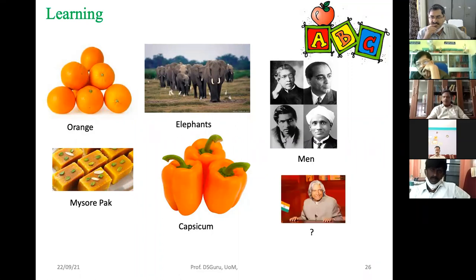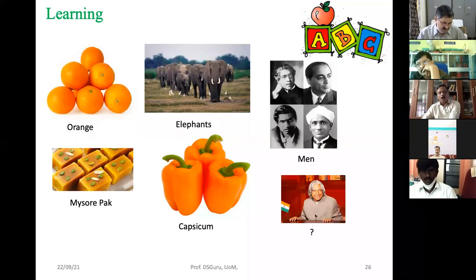Now I give you one more picture, Abdul Kalam sir's picture. Now my question is, is it a member of orange? Is it a member of elephants? Is it a member of the men class? Where does it go is the question. Amongst these 5 groups, where does this go? Then you would say that it goes to class 3, men. Why? How? Why should it go there? How do you answer that? It should go to men only.